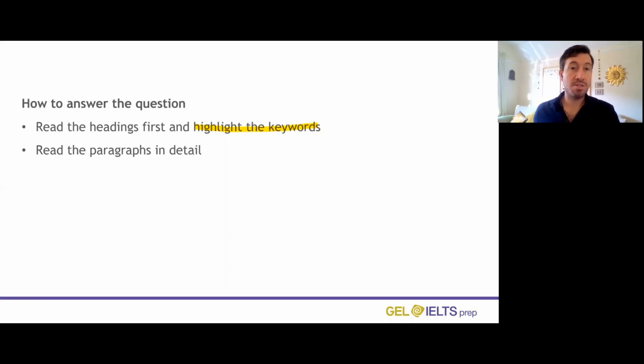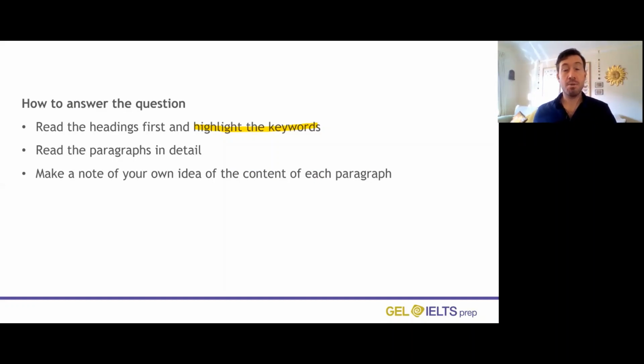When you've done that, you need to read the paragraphs in detail. We looked at this in class 1. So you're reading the first 2 sentences of each paragraph, the last sentence, and then you're quickly skimming some of the most important words in the middle of the paragraph. So you read the paragraphs in detail.